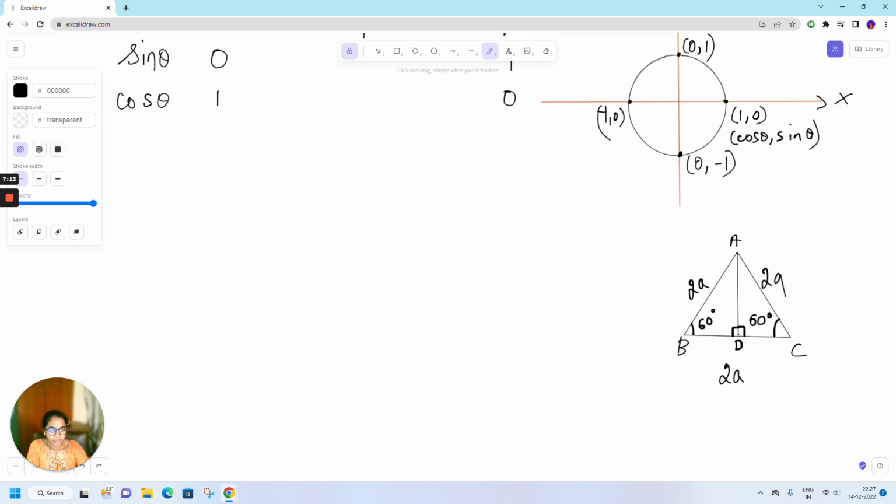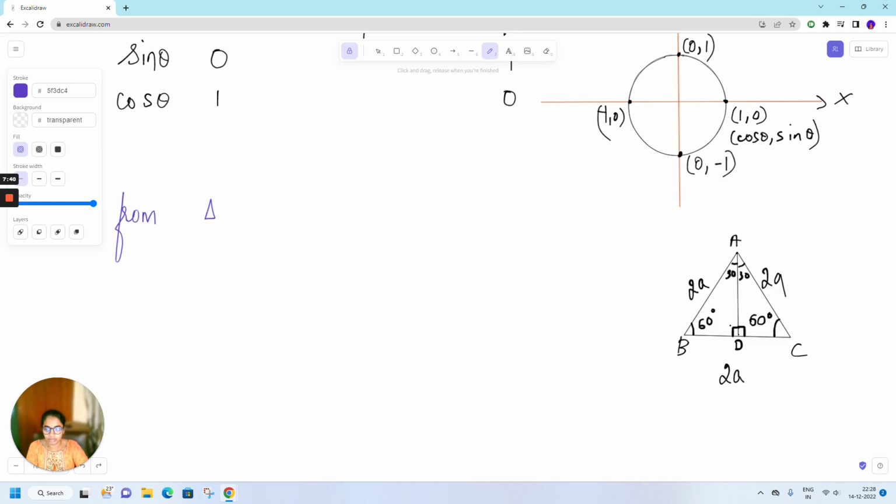So you can say this angle is 30 plus 30. Or you can also say if this is 90 and this is 60, the other angle must be 30 degree. Why? The sum of interior angles of a triangle is 180. Now let me take the triangle ABD.